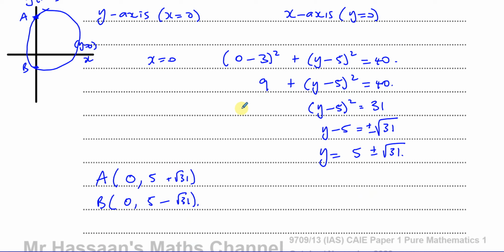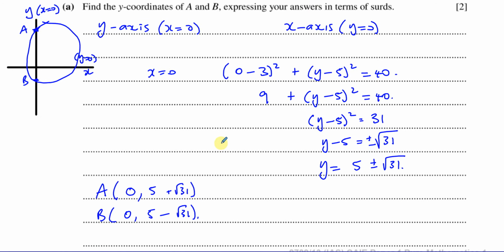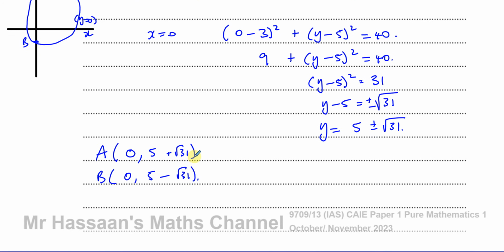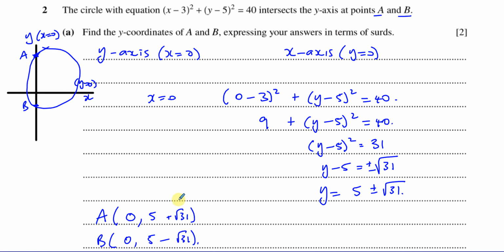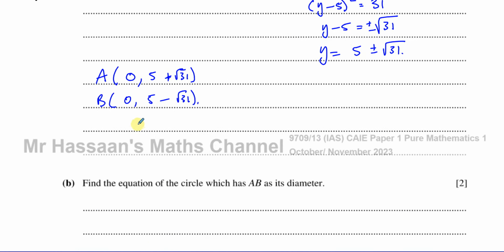Okay, so the simple 2 marks there, and we have to write our answer in surd form, not in decimal form. Okay, in surd form. So you don't write this as a decimal and round it. It says in terms of surds. It means it's with the square root. Okay, so there we have the answer to part 1 or A of question number 2.